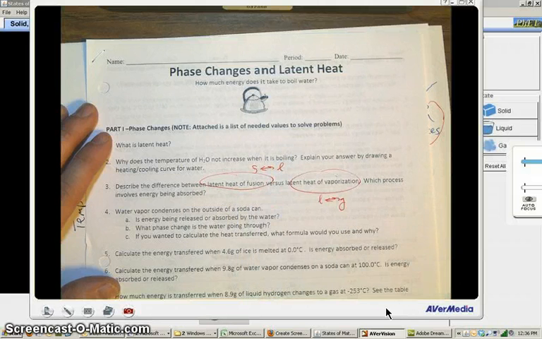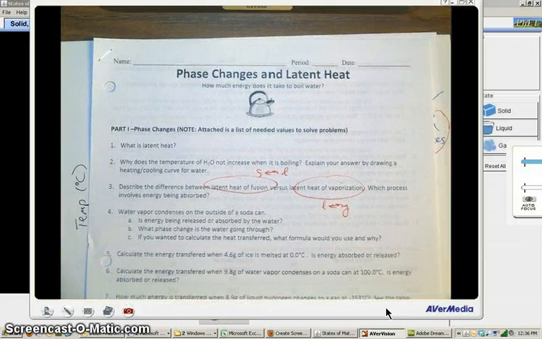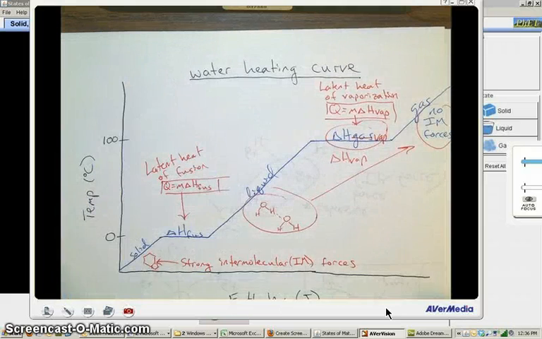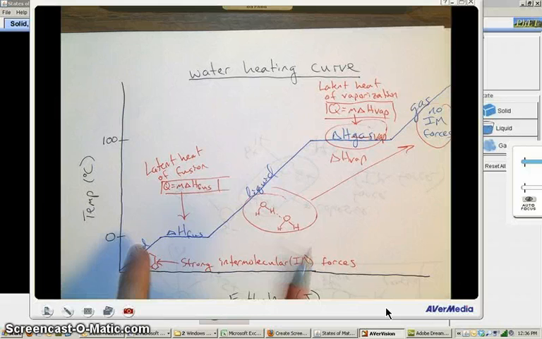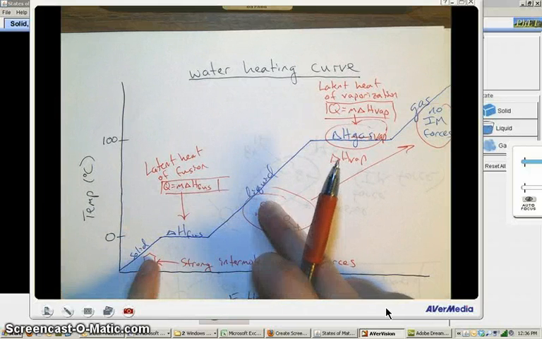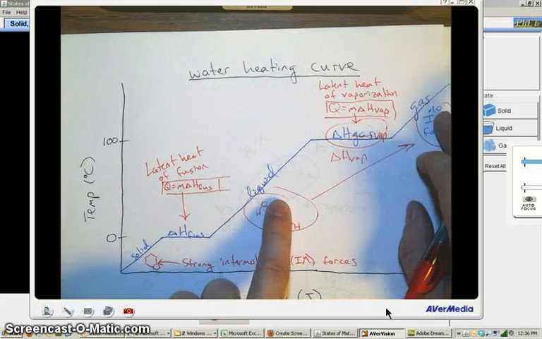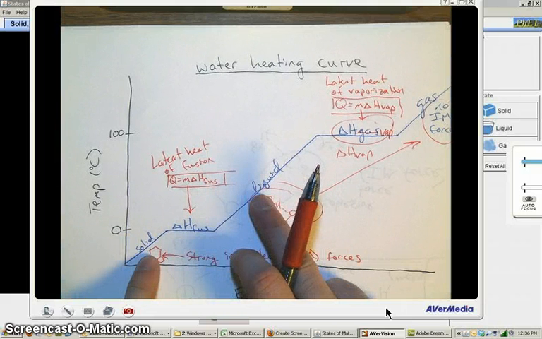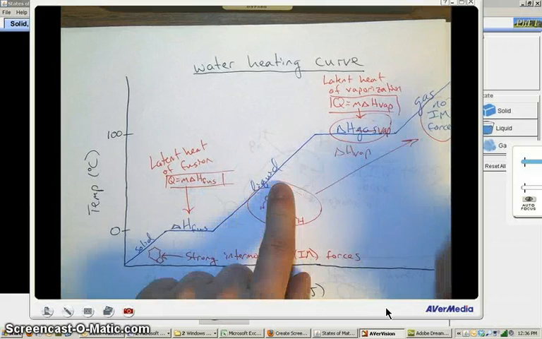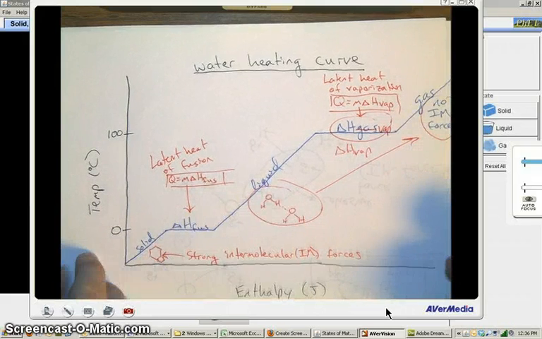Which process involves energy being absorbed? Now that's kind of a trick question because both do. If you are going from a solid to a liquid, you need to absorb energy. If you're going from a liquid to a gas, you need to absorb energy. So latent heat of fusion, solid to liquid, that's absorbing. Liquid to gas, with latent heat of vaporization, that's absorbing.